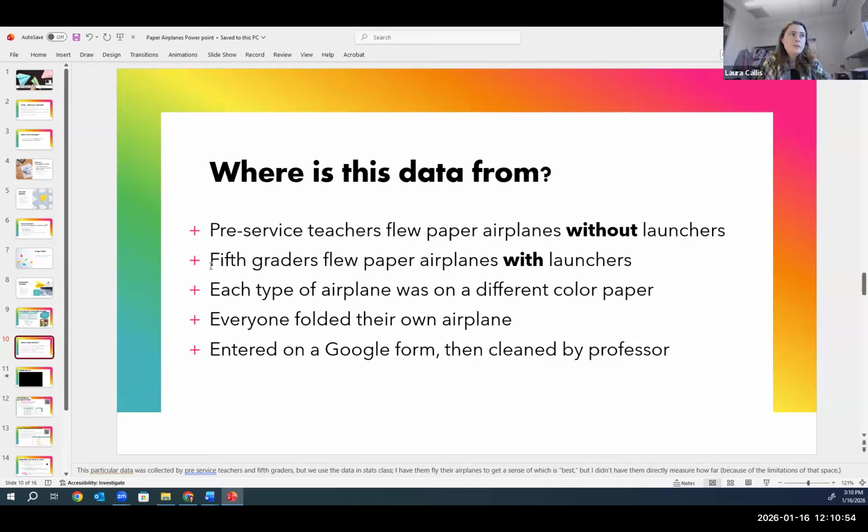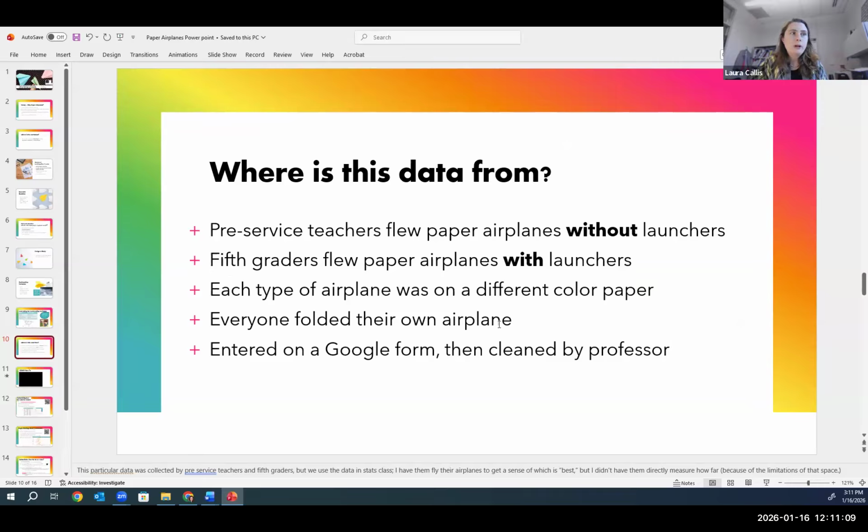So when we had some 5th graders visit campus, the 5th graders flew the paper airplanes with the launchers. And each type of paper airplane, there's 3 different types. One's the Acrobat, one's the Ranger, and one's the Classic. They're all on different colored paper so that we could keep them straight.